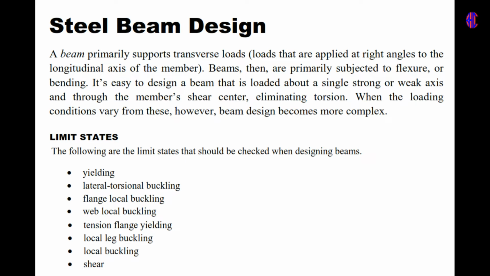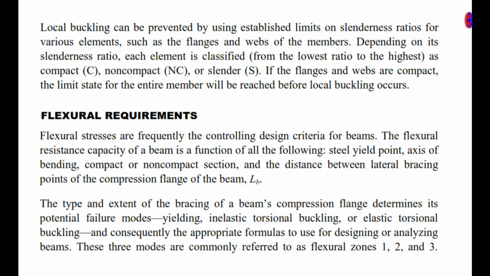The following are the limit states that should be checked when designing beams. Yielding. Lateral torsional buckling. Flange local buckling. Web local buckling. Tension flange yielding. Local leg buckling. Local buckling. Shear. Local buckling can be prevented by using established limits on slenderness ratios for various elements, such as the flanges and webs of the members.